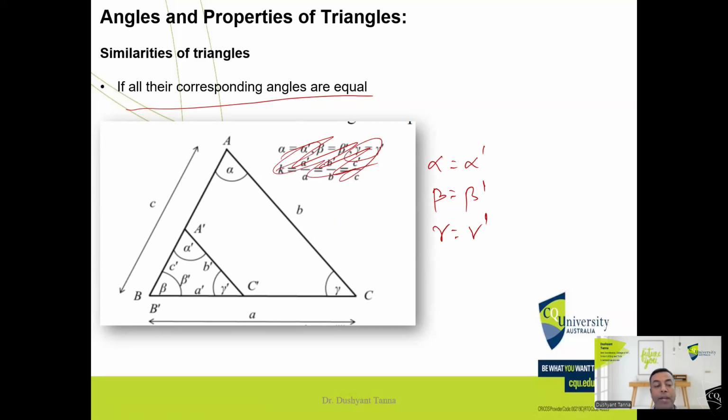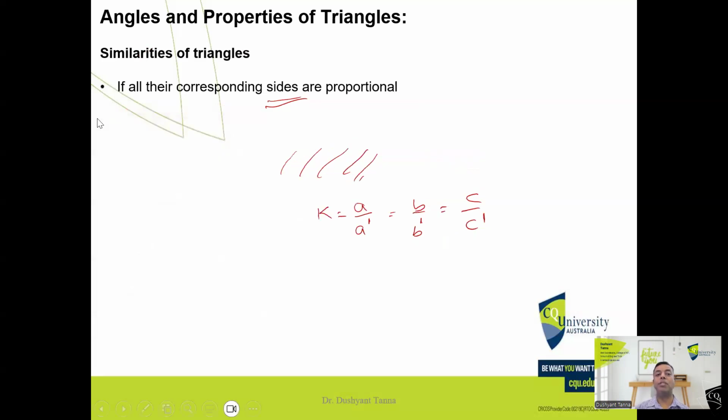Because they're equal, they're not proportional. If the corresponding angles, when we say corresponding, A with A dash, B with B dash, C with C dash, not A with C dash, right? Then that's not similarity, that's something else. If the corresponding angles are equal, we say that the triangles are similar. Or if the corresponding sides are proportional.